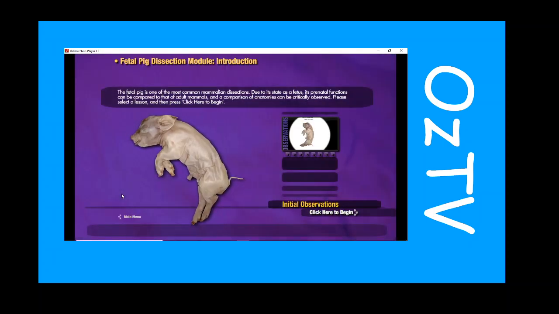The fetal pig is one of the most common mammalian dissections. Due to its state as a fetus, its prenatal functions can be compared to that of adult mammals, and a comparison of anatomies can be critically observed. Please select a lesson, and then press click here to begin.